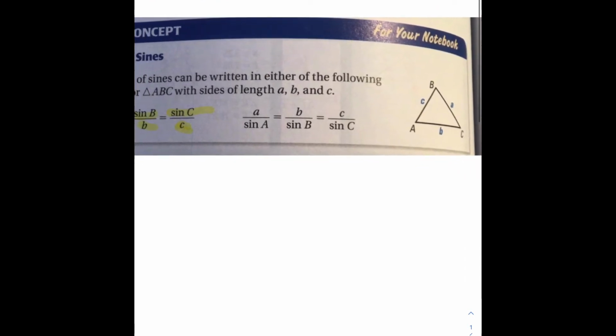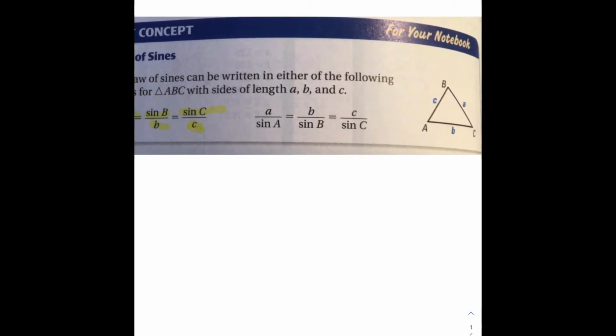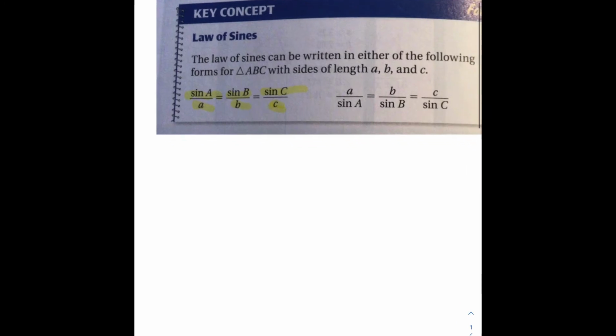The law of sines has a couple of different ratios, where if you take the sine of A and divide it by A, it's going to equal the sine of B divided by B and the sine of C divided by C. And that also works in the reciprocal, where if you flip-flop the numerator and the denominator, you are going to get the same thing. Again, capital letters are the angles, lowercase letters are the sides.